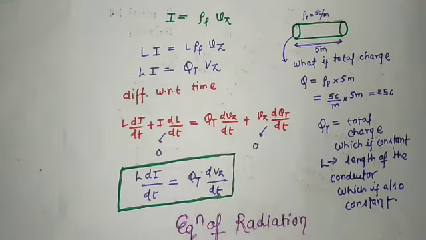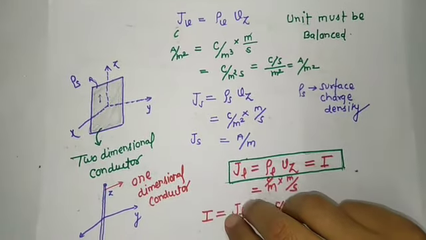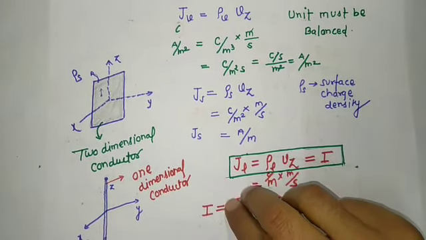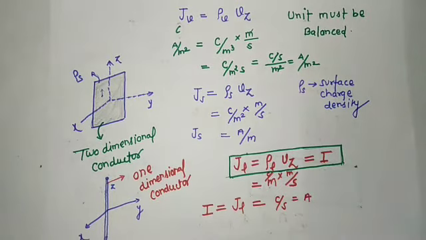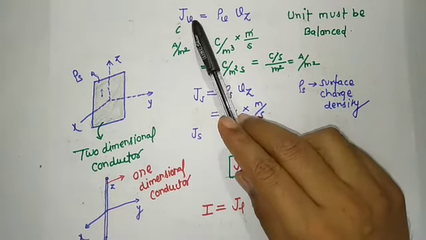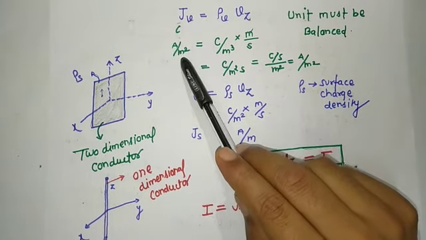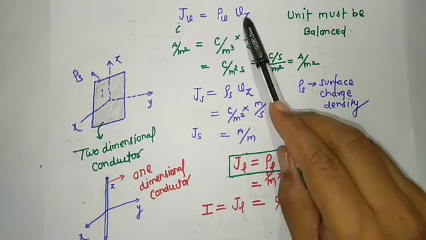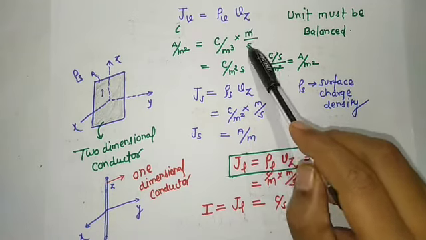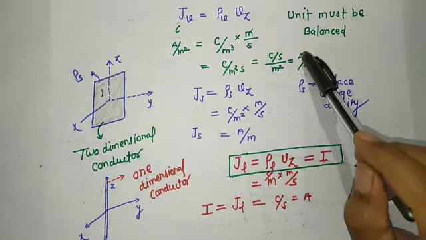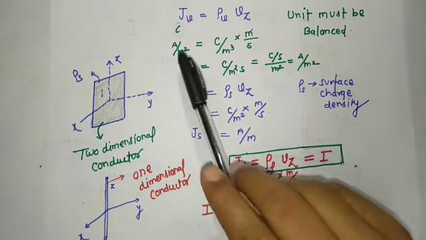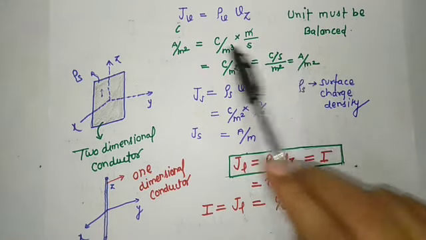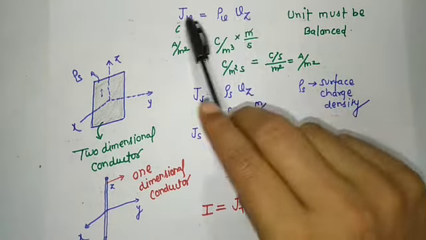Let's consider this equation and check the unit. What is the unit of this one? It is volume current density, ampere per meter square. And what is the unit of this one? Coulomb per meter cube. What is the unit of velocity? Meter per second. Meter cancels out, and finally you get ampere per meter square. On the left hand side and right hand side both units are equal, so I can say this equation is balanced.